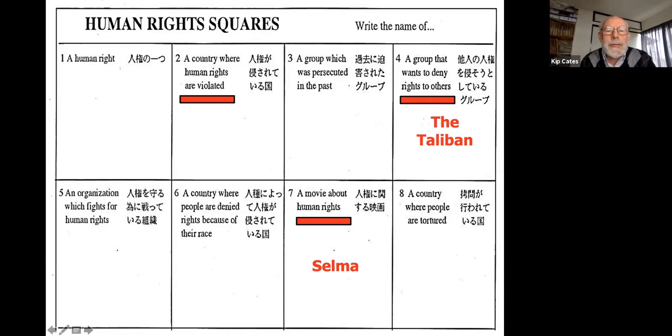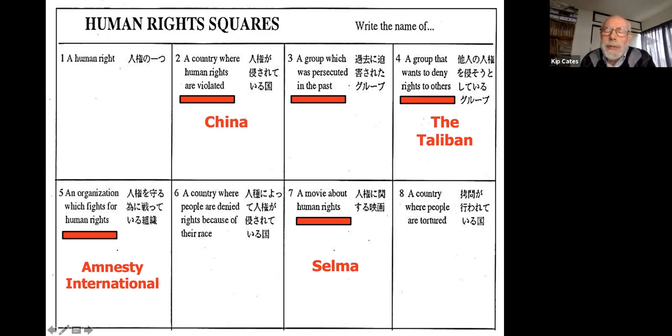Next student, choose number 2, a country where human rights are violated. China, okay, tell me why. Well, in China, in Hong Kong, people aren't free to say their opinions. Uyghurs, Tibetans, they explain their thoughts. Next student chooses number 5, an organization, Amnesty International. Wow, surprise, they know it. Next student, maybe number 3, a group which was persecuted in the past. Many students will say, Jewish people.